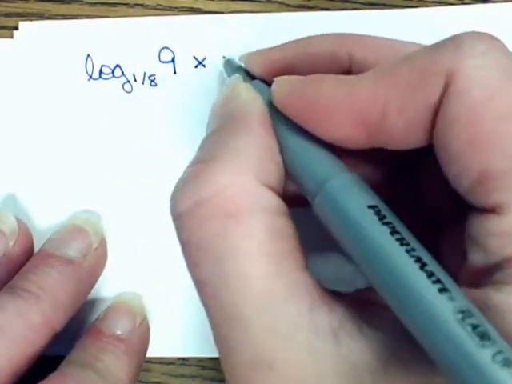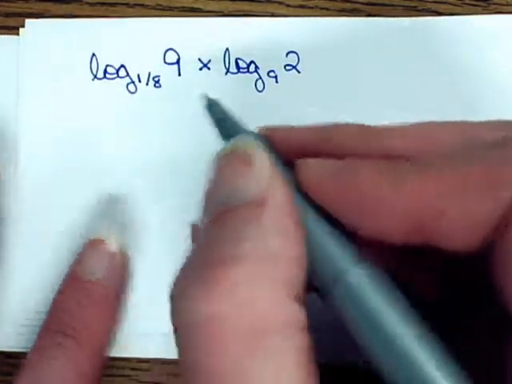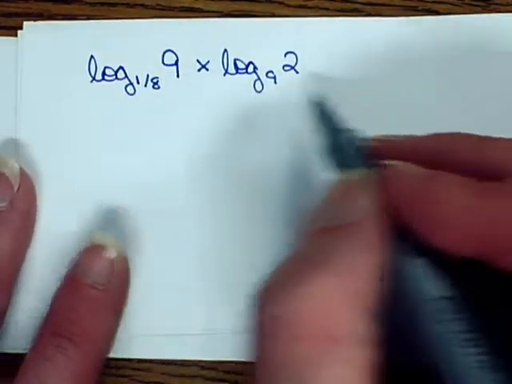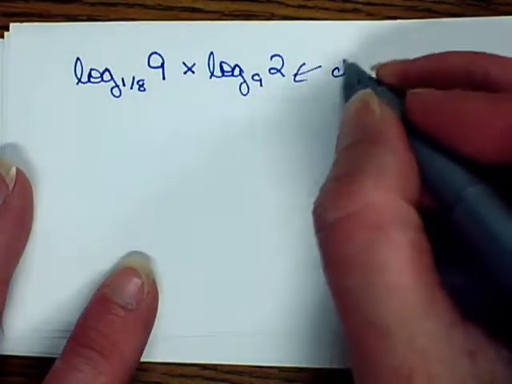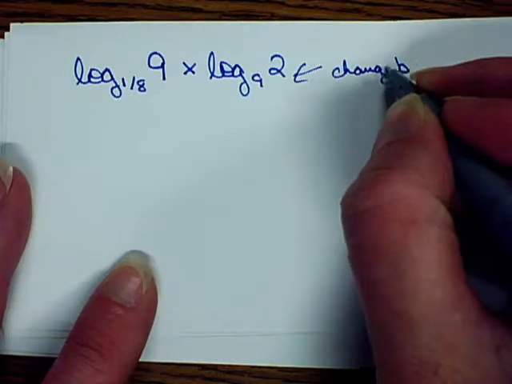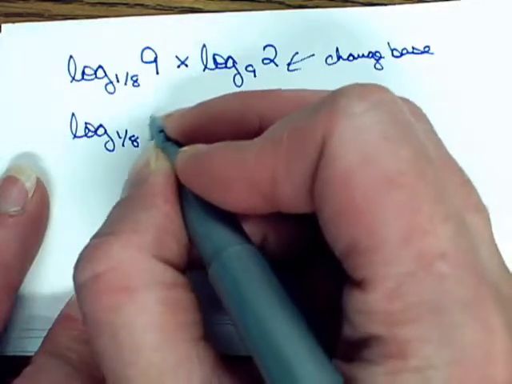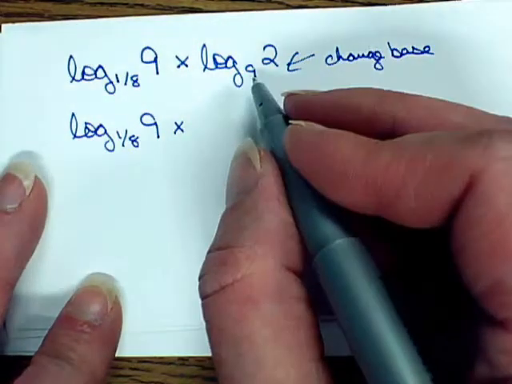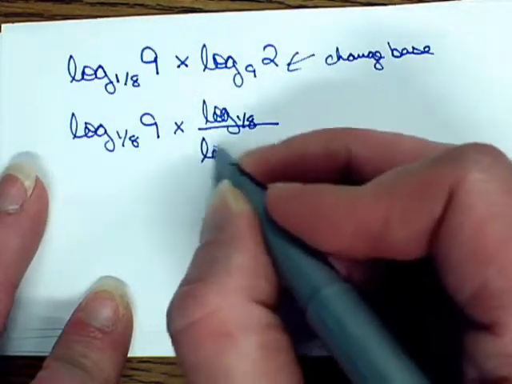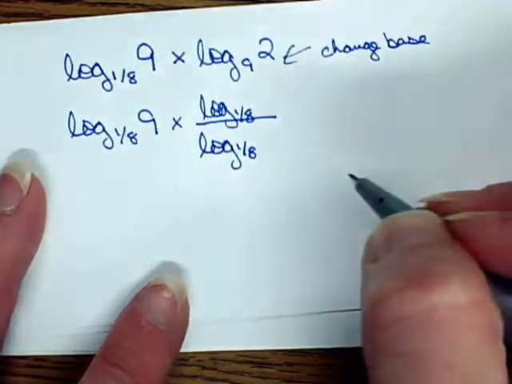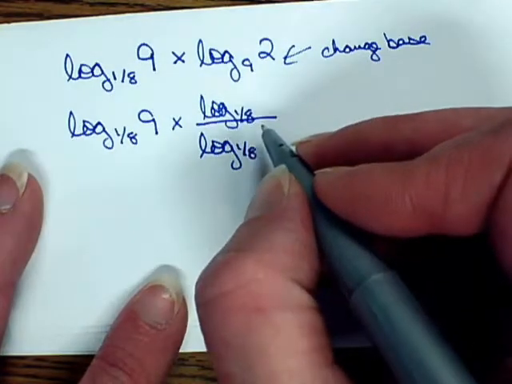Now, there also were a couple of problems on the pair work that I want to go ahead and talk about here so that when you see them again, you would know how to do them. Let's say I have log base 1/8 of 9 times log base 9 of 2. Now we're multiplying these. We do not have any properties that say anything about taking 2 logs and multiplying them together. So the hint is, let's change the base on the second one.